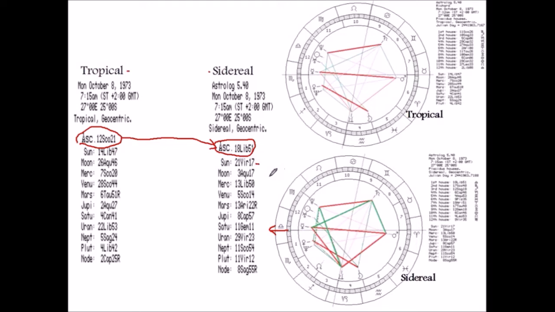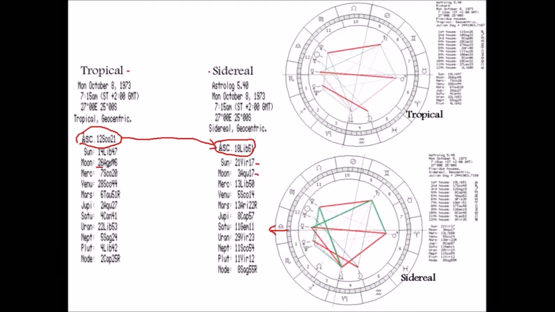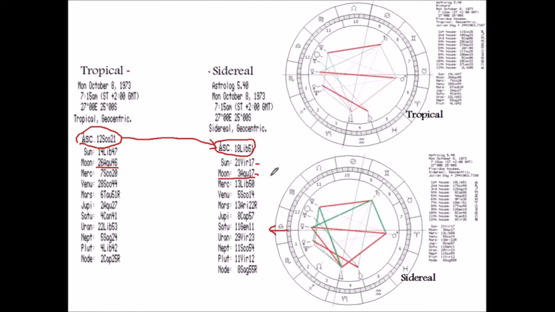You can see also there that the Sun has now shifted from Libra in the Western chart to Virgo in the Vedic chart. The Moon, because the Moon was at 26 degrees Aquarius in the Western system, remains in Aquarius in both systems, because when we subtract the 23 degrees, we stay in Aquarius.